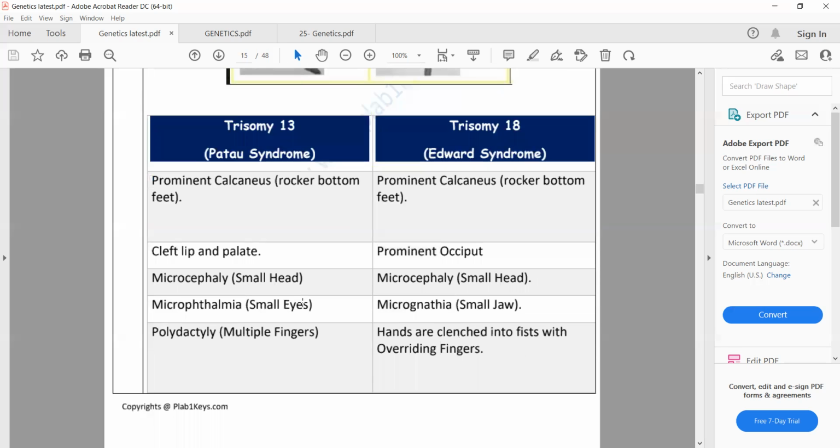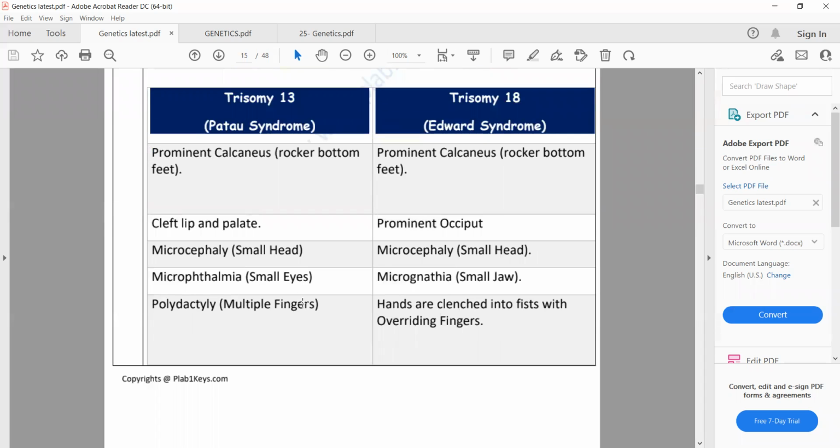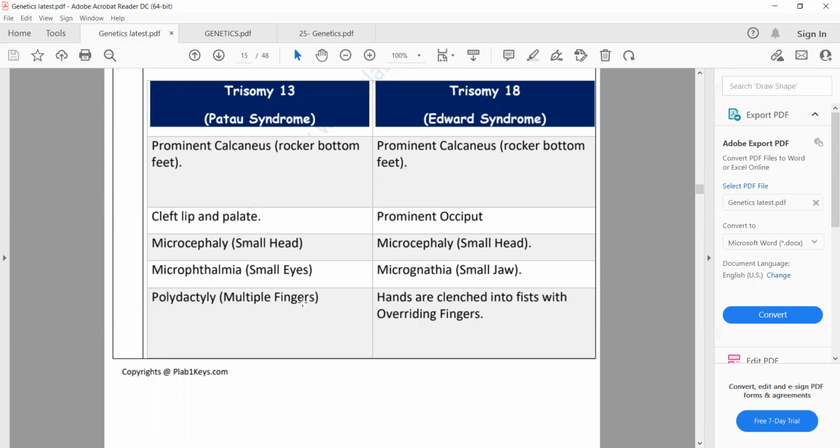While trisomy 18 is known as Edward syndrome, with prominent calcaneus and prominent occiput. So in trisomy 18, you can see that there are 2 prominent features, the bottom, prominent calcaneus, and the top, the occiput. So 2 prominent and 2 small: small head and small jaw. And the hands are clenched into fists with overriding fingers.